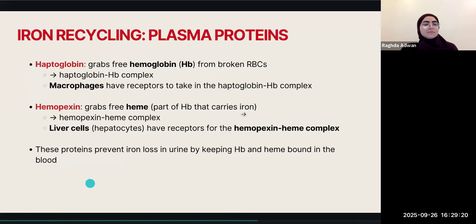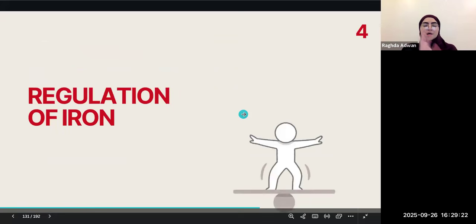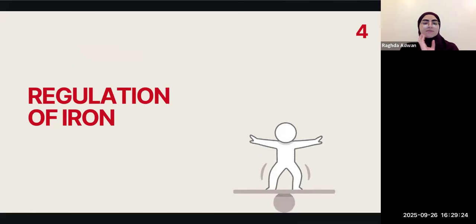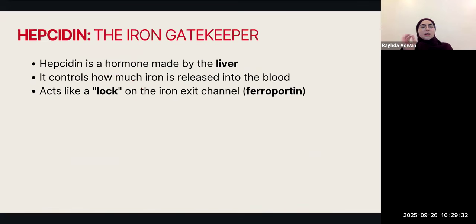All right. So now we've arrived at the most important part of this lecture, regulation of iron. And I need you to listen very carefully and focus. If you have an issue, just mention it in the chat. Now we'll introduce a new player, hepcidin. Hepcidin is a hormone that is made by the liver. It is there to control how much iron is released into the blood and is absorbed by the body. How does it control this?